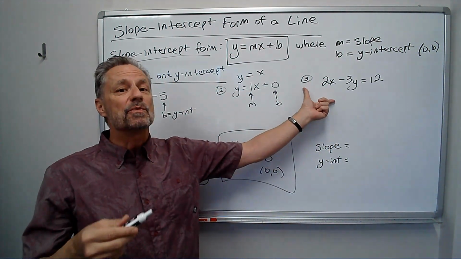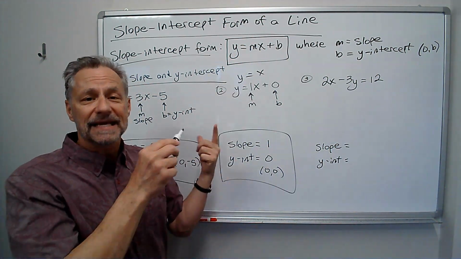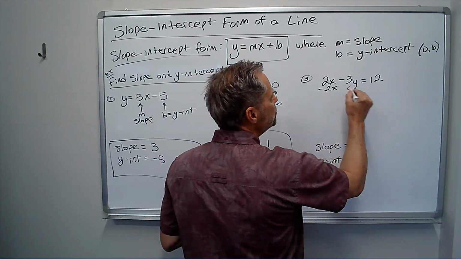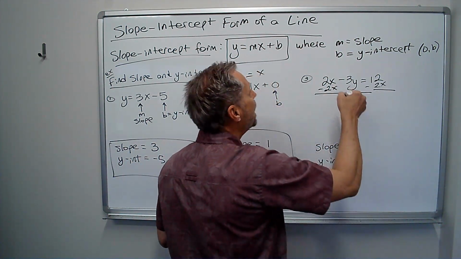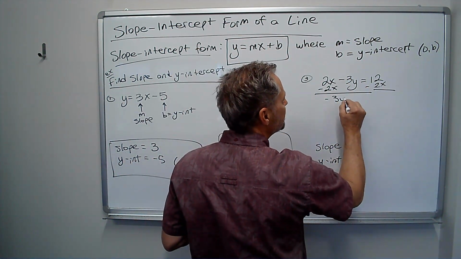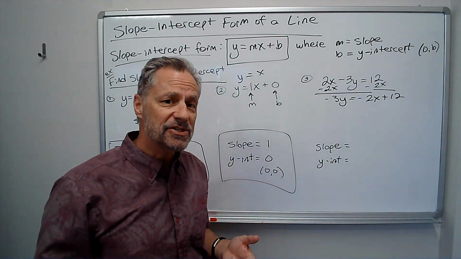Now this one's not written in this form. We have to write it in the form y equals mx plus b. In other words, solve for y. So I want to get rid of this 2x. I'll subtract 2x from both sides. I want the x before the constant, so I'm going to write it as negative 3y equals negative 2x plus 12, as opposed to 12 minus 2x.